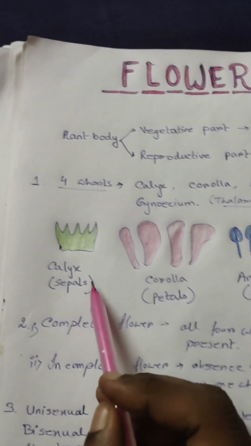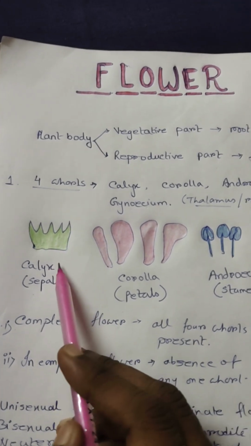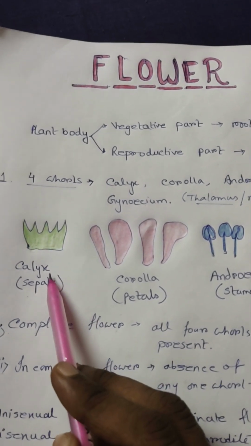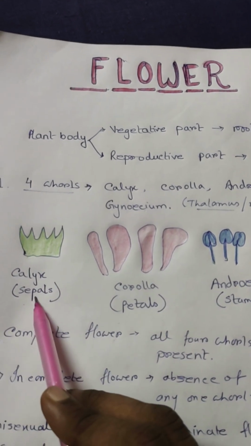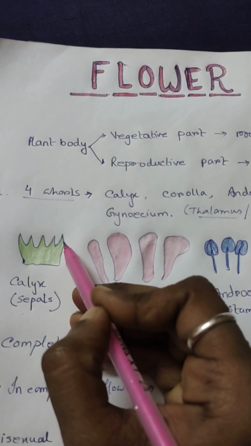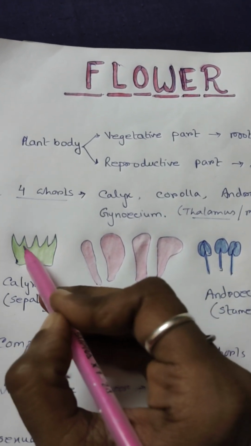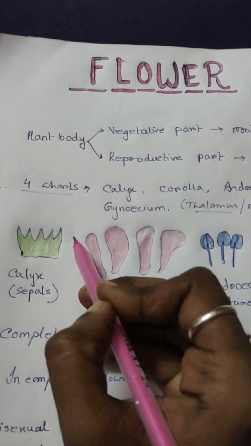Let's come to the drawing. This is the calyx. This is the outermost part of a flower. The unit of calyx is called sepal. This is called the sepal. Here are 1, 2, 3, 4, 5. So 5 sepals together form the calyx.